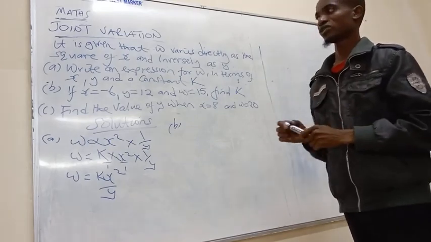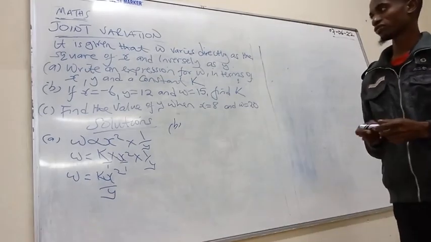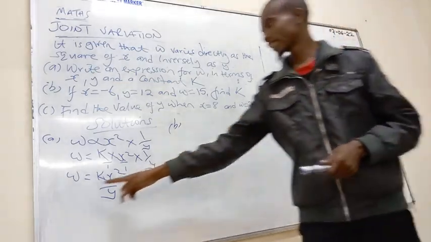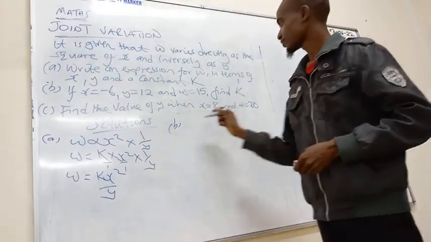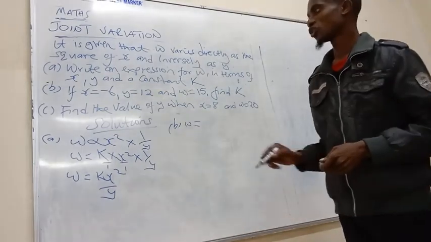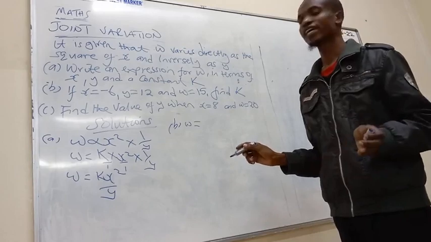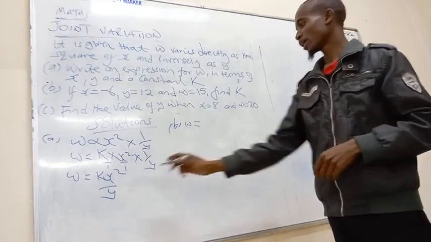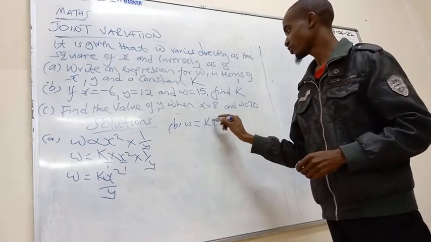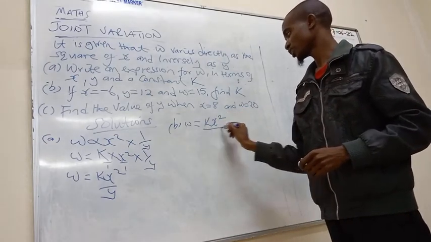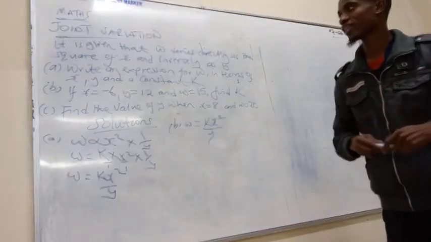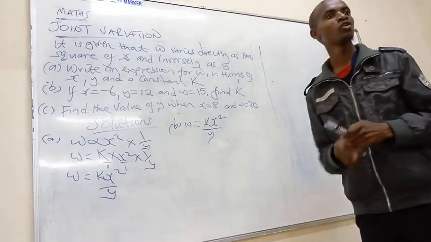B, if x is equal to -6 and y is equal to 12 and W is equal to 15, find k. So get this one. Have we found k? Not yet, right? So now we need to replace. We're going to rewrite this formula, this equation. Where there's x, we put -6. Where there's y, we put 12. Where there's W, we put 15.